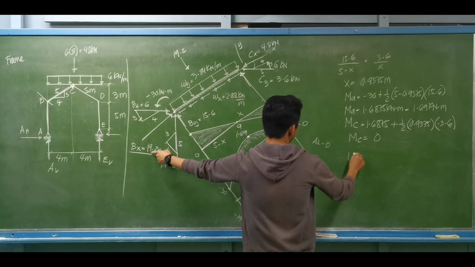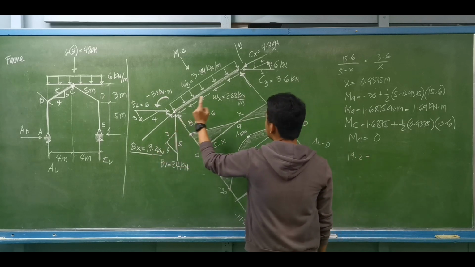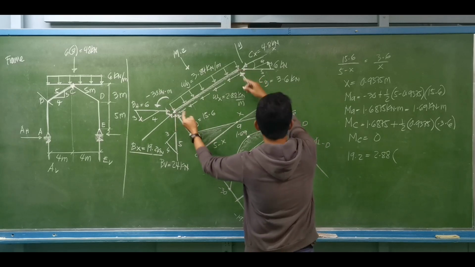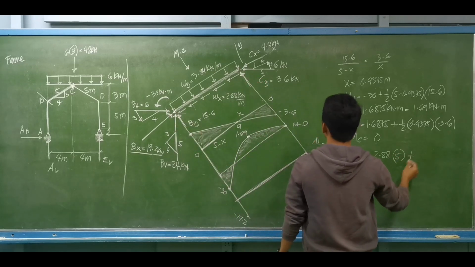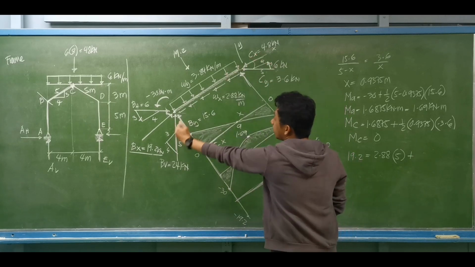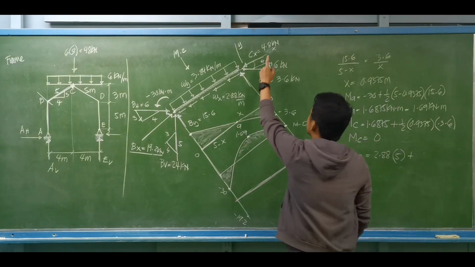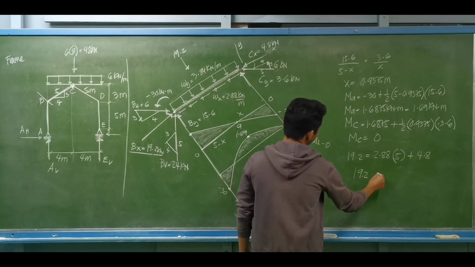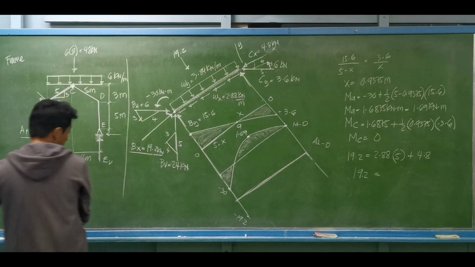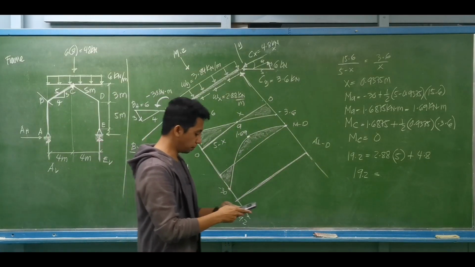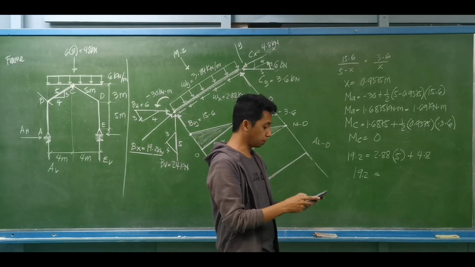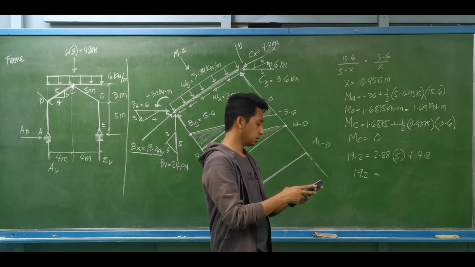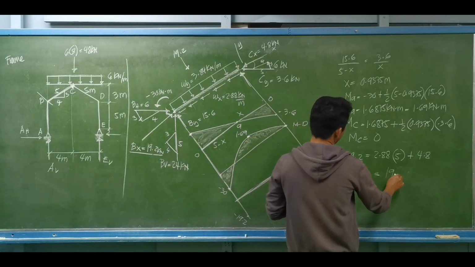That is, 19.2 should be equal to 2.88 multiplied by the total span of 5 meters plus this 6 kilonewtons, which has a component parallel to member BC with a magnitude of 4.8. So this is plus 4.8. What is the equivalent of the right side? 2.88 times 5 plus 4.8 is the same as 19.2.